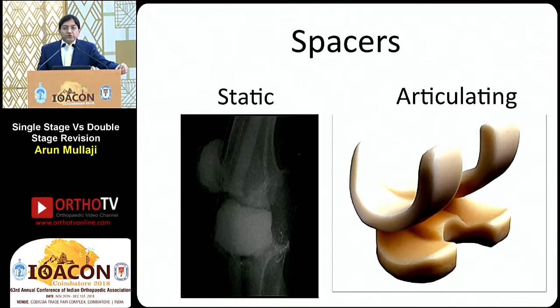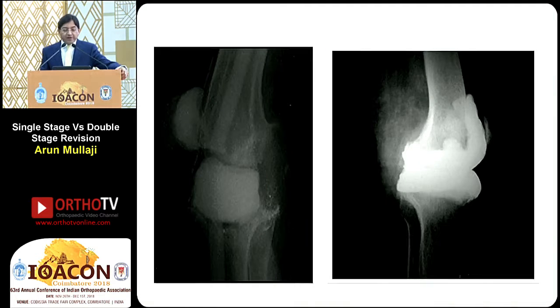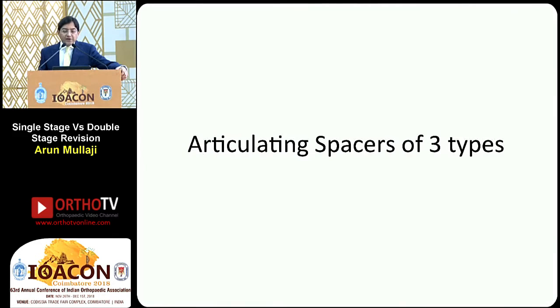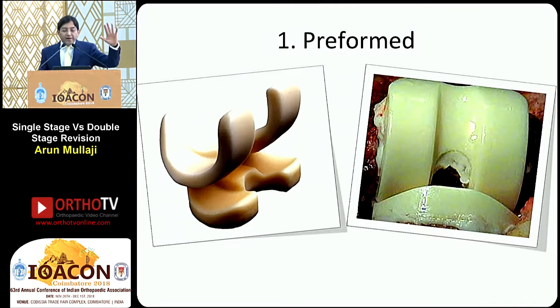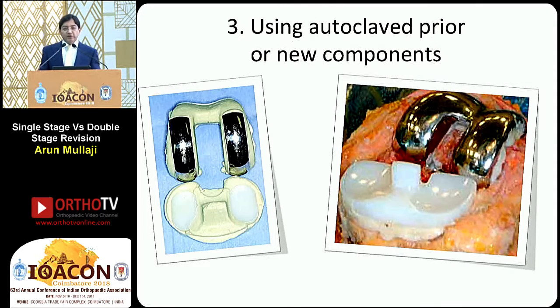Now, what about the use of spacers? If you choose to do in 2 stages, you can use static or articulating spacers. Static spacers basically is just cement, usually a solid block of cement with a large amount of antibiotics. These are 2 examples. And articulating spacers allow the knee to bend, and they are of different types. They can be preformed, formed by the surgeon from molds, or using autoclaved components which have been removed.